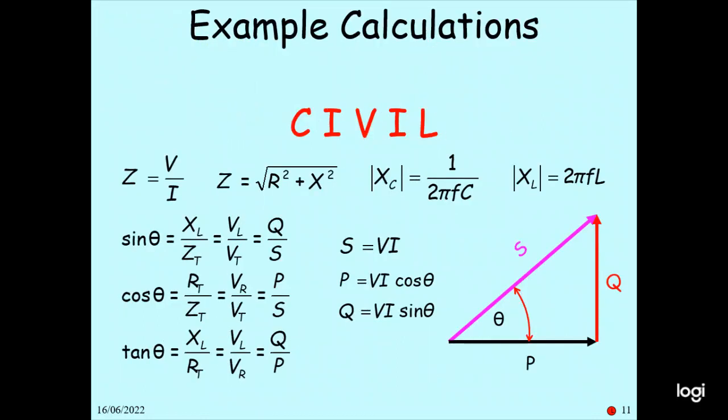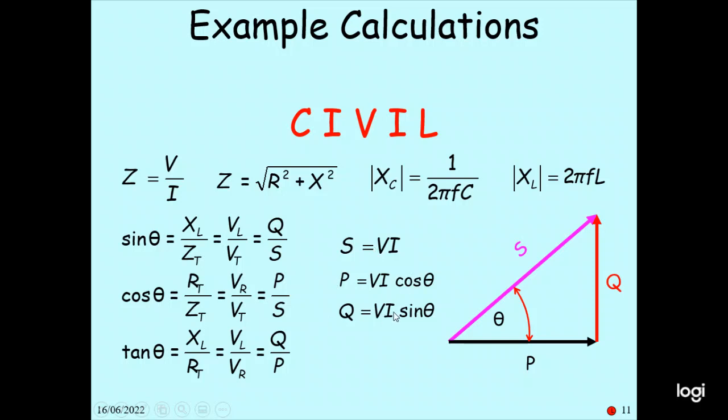Z equals V by I, Z equals square root of R square plus X square, XC equals 1 by 2 pi f C. So sin theta is X by Z, so VL by VS, so Q by S. Cos theta is R by Z, so VR by VS, so P by S. Tangent theta is XL by R, so VL by VR, so Q by P. S equals VI, P equals VI cos theta, Q equals VI sin theta.